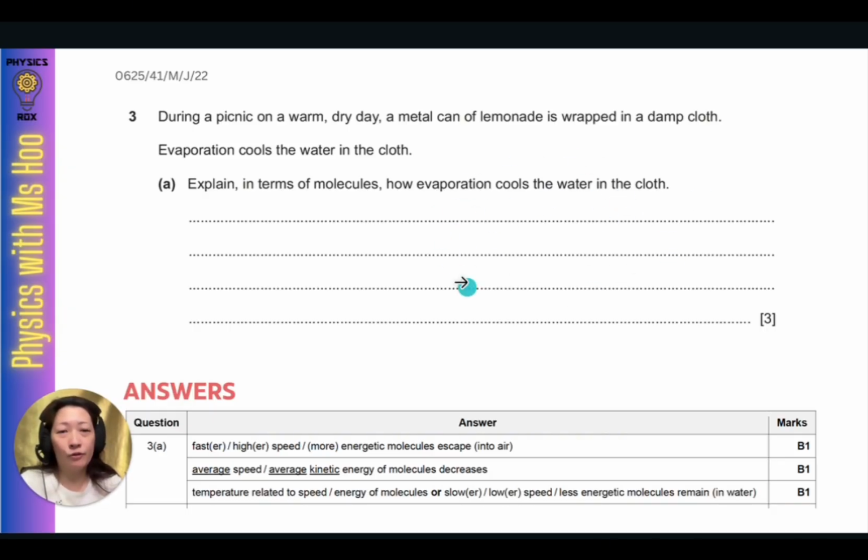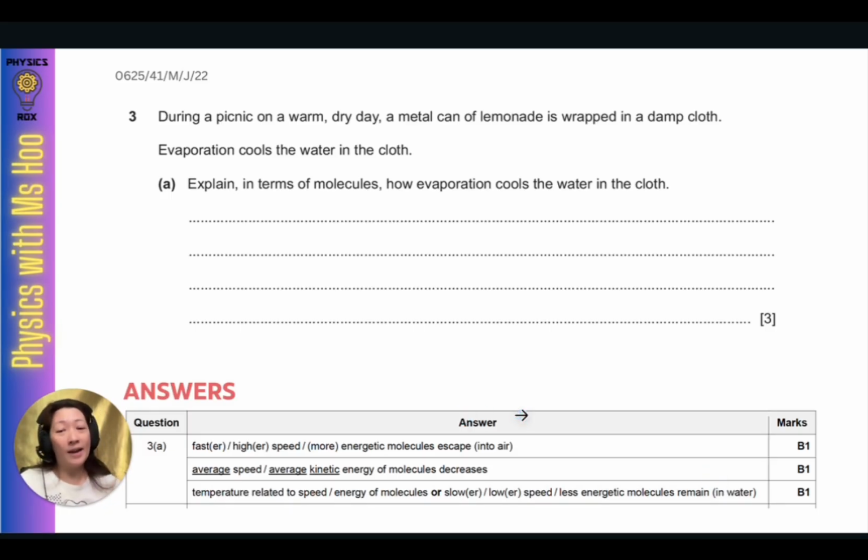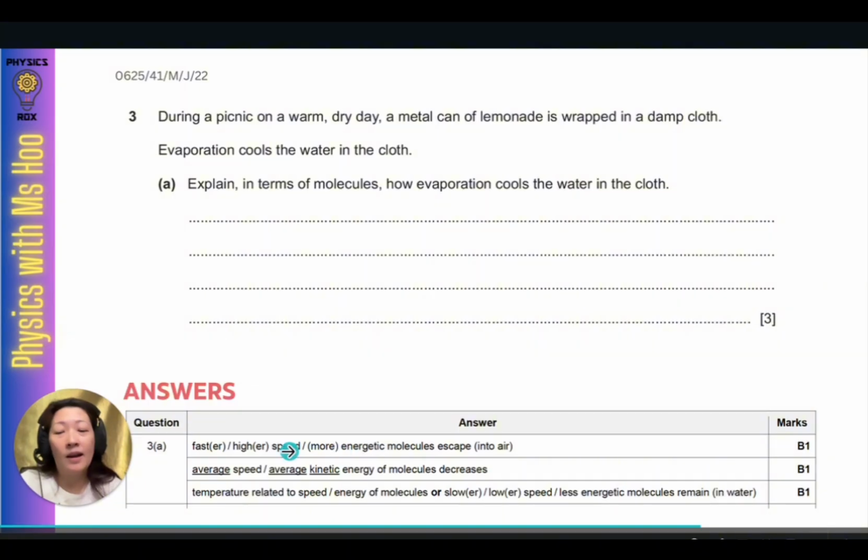So this is a process which you should be able to explain, not only explaining the process of evaporation, but how that process is able to produce a cooling effect. So as you can see from the mark scheme here, you need to talk about how the faster, higher speed or more energetic molecules escape into air, causing the average speed or average kinetic energy of the molecules remaining in the water to decrease. Then you need to explain how the temperature decreases related to the speed or energy of the molecules, or you can mention that the slower or lower speed or lower energetic molecules remain in water. So this process you should have already learned by now, and you need to be able to explain it again in terms of how evaporation occurs and how it creates a cooling effect.